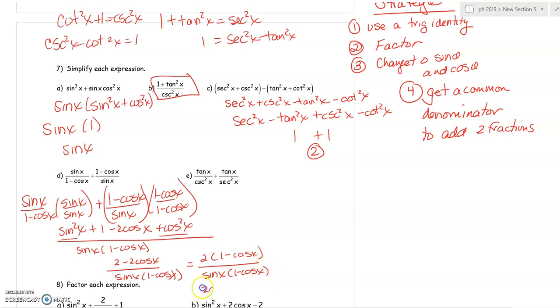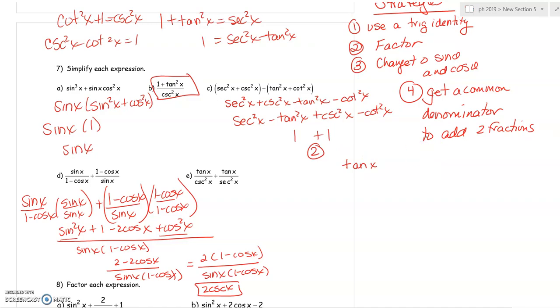Okay, let's do this letter E here. So letter E, again, you could use one of the strategies here. Go ahead and pause the video for a minute and think about what strategy you think would be helpful. Okay, so I'm going to try one of the strategies that I bet maybe was not first on your list.